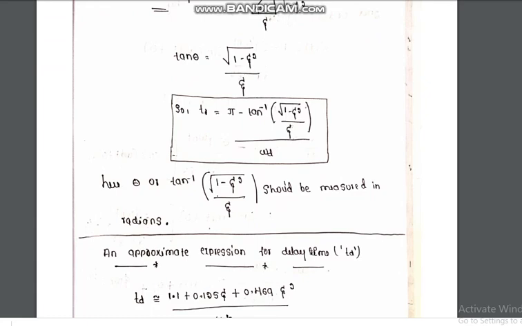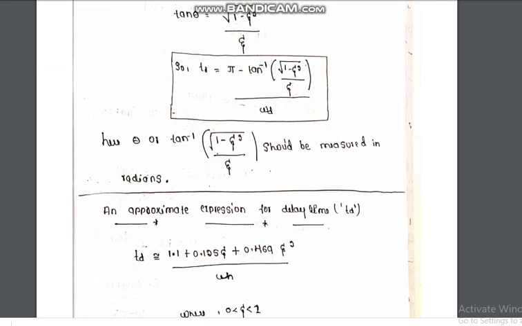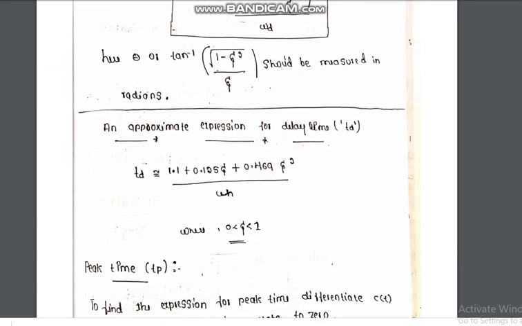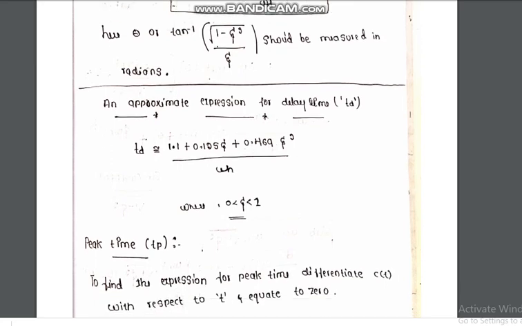Next we will see an approximate expression for delay time TD. There is no derivation for this, it is not in your syllabus, and the final expression is TD is equal to 1.1 plus 0.125 zeta plus 0.469 zeta square divided by omega n, where zeta is from 0 to 1. You have to remember this expression, you will get a problem on this.